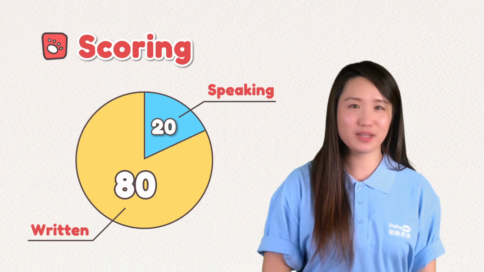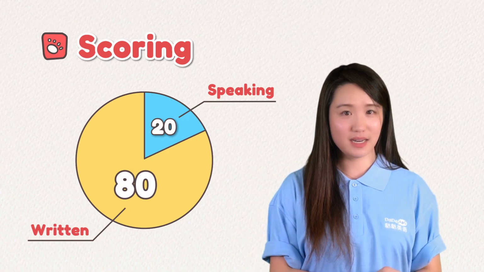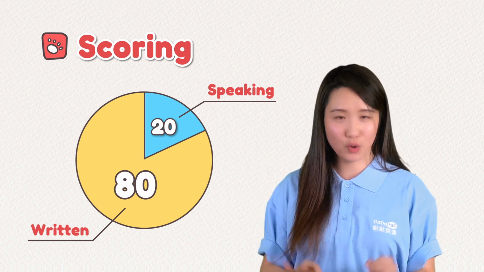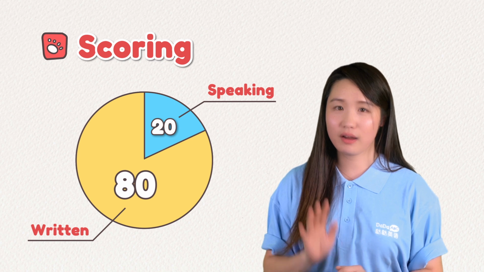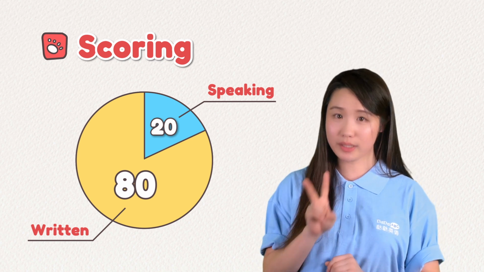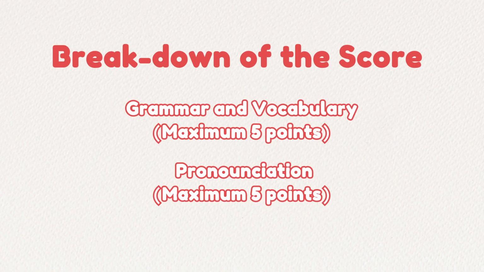So the next part we're talking about is a very important part. Remember, it is scoring. The total test is 100 points. However, the speaking part is only 20 points. So I'm going to break down each score for you. This way you're able to help the students understand.